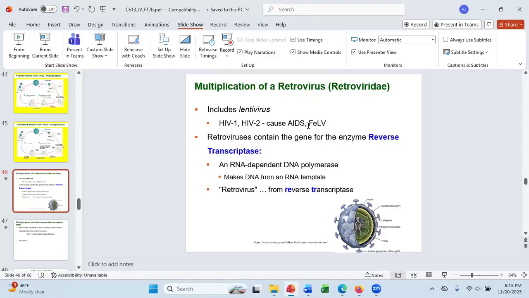The family retroviruses are different, and they contain the gene for the enzyme reverse transcriptase.